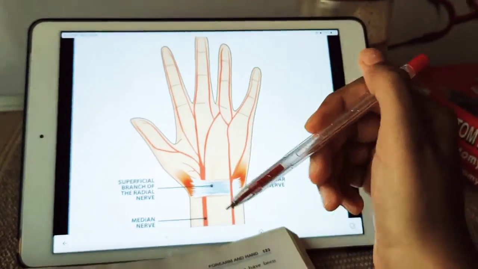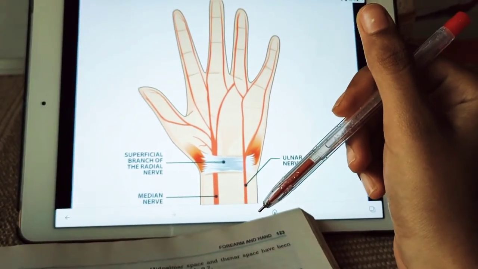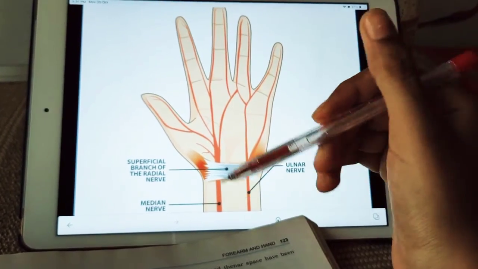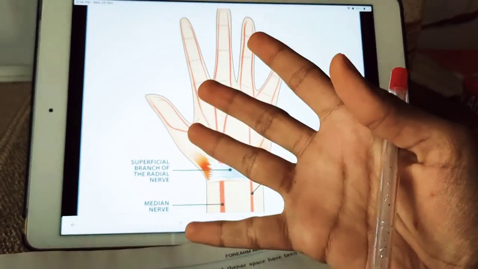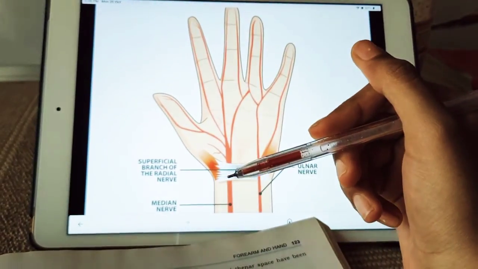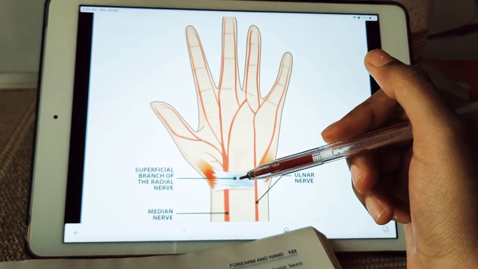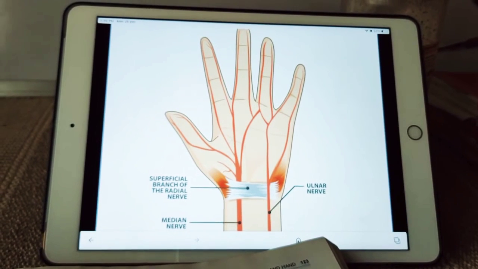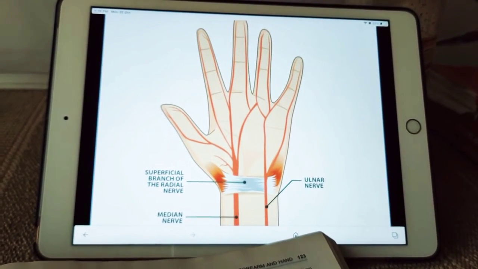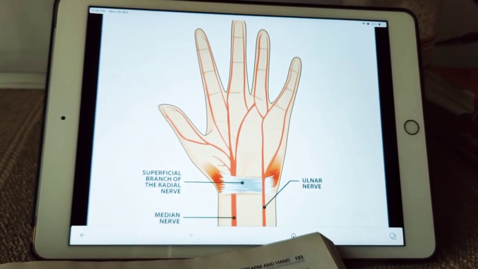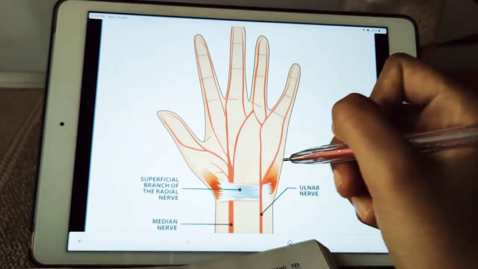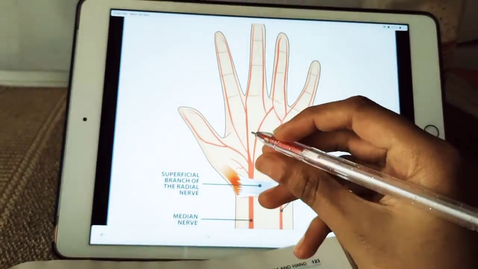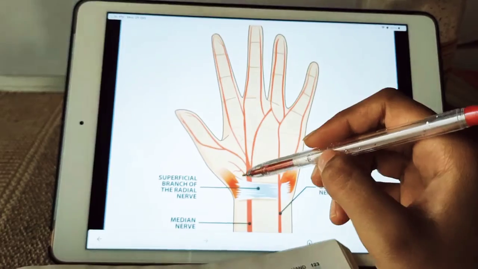So now let us see what are the branches of this median nerve. In the hand, the median nerve mainly supplies 5 muscles. Total 5 muscles are supplied by the median nerve, namely abductor pollicis brevis, flexor pollicis brevis, opponens pollicis, and the first and second lumbrical. So these are all supplied by our median nerve.